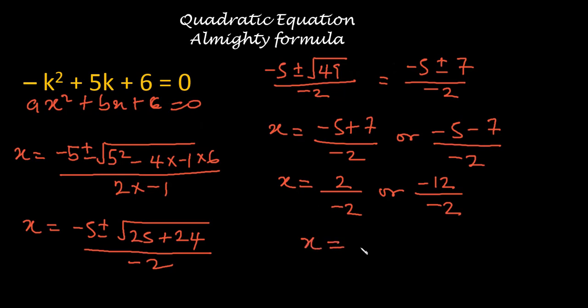So x is equal to minus 1, or minus cancel minus, so 12 divided by 2 is what? 6. So this is our answer. That's our x. That is using this. So in the next, let's take a look at the next question.